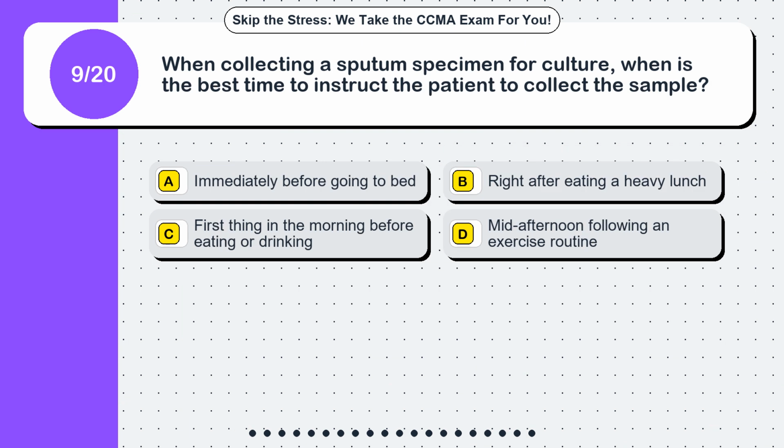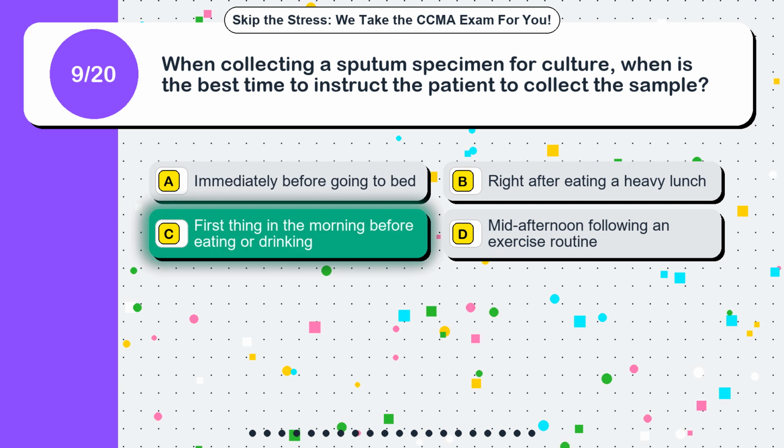Question 9. When collecting a sputum specimen for culture, when is the best time to instruct the patient to collect the sample? Option A. Immediately before going to bed. Option B. Right after eating a heavy lunch. Option C. First thing in the morning before eating or drinking. Option D. Mid-afternoon following an exercise routine. The correct answer is option C. First thing in the morning before eating or drinking.